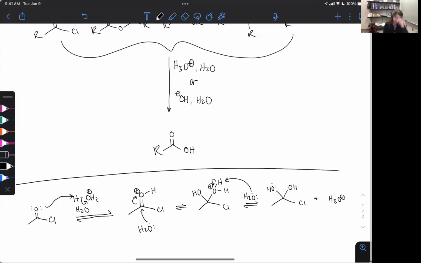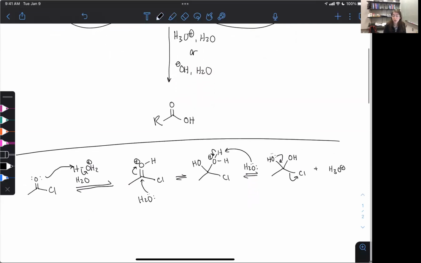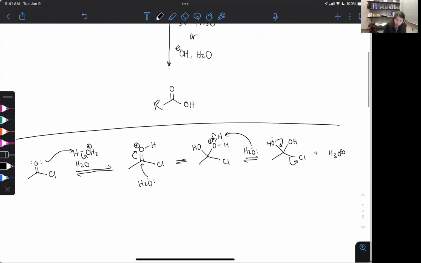The important thing to keep in mind with all these carboxylic acid derivative reactions is that they go through what's called a nucleophilic acyl substitution mechanism. That is just substituting out something on an acyl group. Acyl means a carbonyl, and we're just substituting one of the things on the carbonyl for something else. That's all that's happening here. It's not more complicated than that.